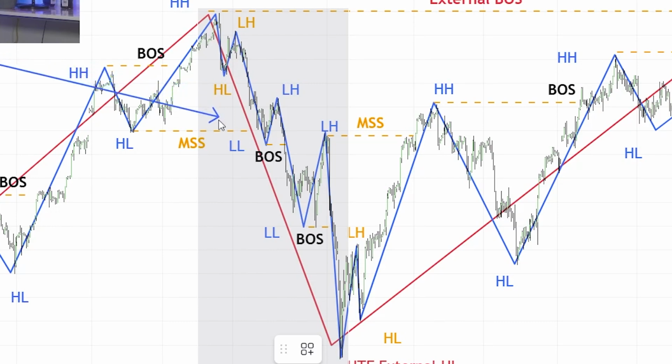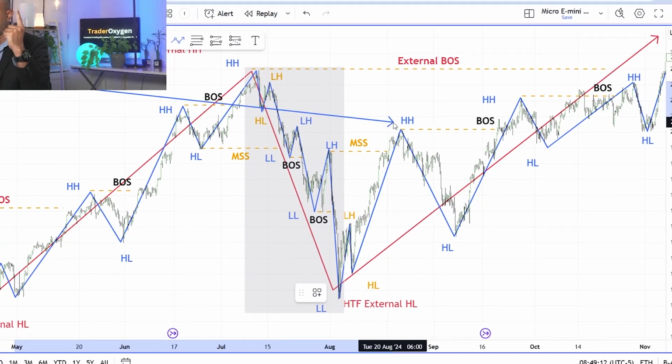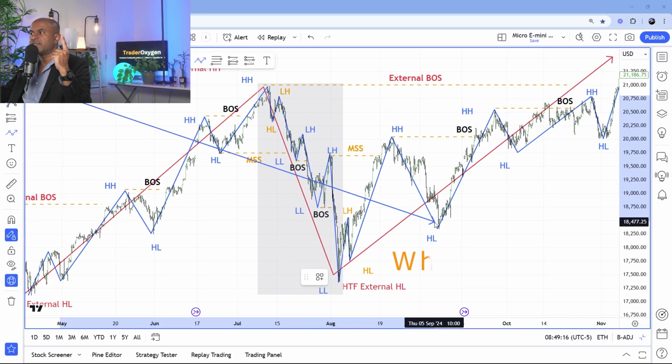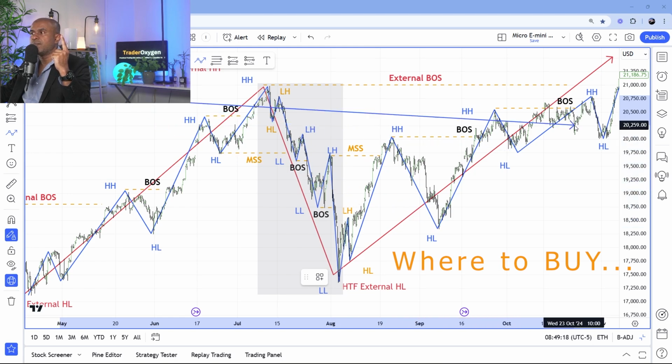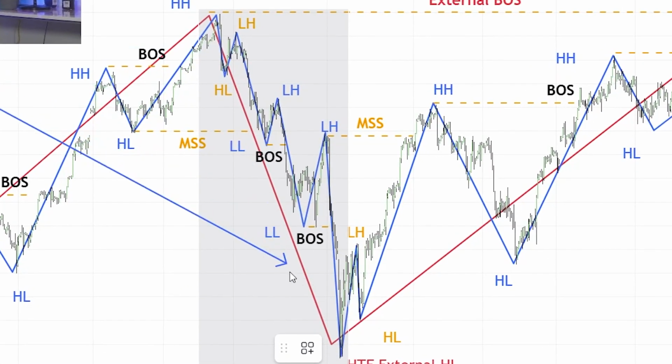One option is, you don't do anything until the pullback is over. That's the first option. And then you look for a market structure shift up in the 4 hour. And when you see that, after that in the pullbacks, you can start buying. That's option number one.